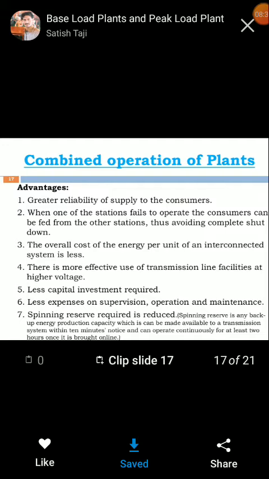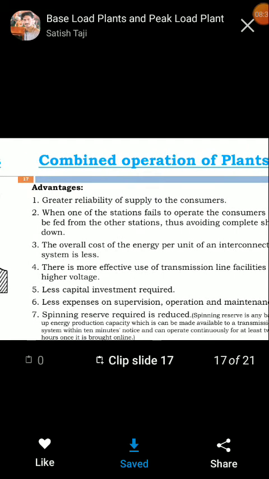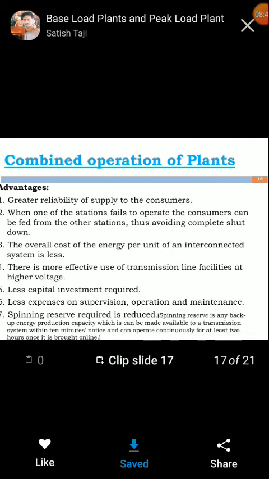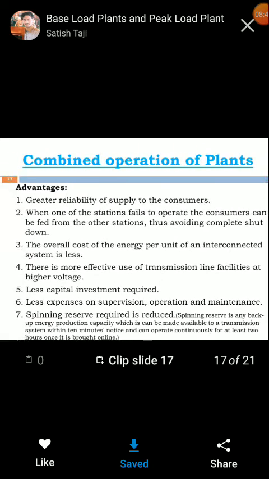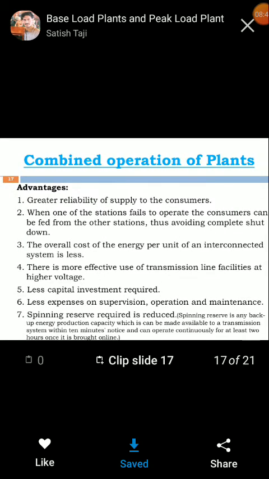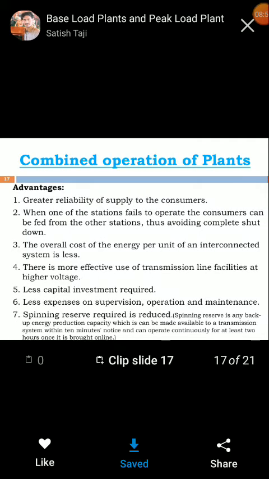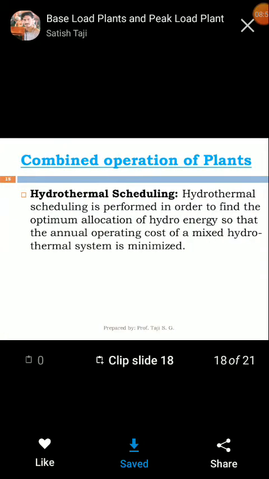Spinning reserve required is reduced. The spinning reserve is any backup energy production capacity which can be made available to the transmission system within 10 minutes notice and can operate continuously for at least 2 hours once it is brought online.